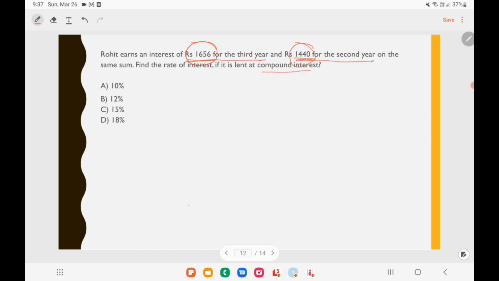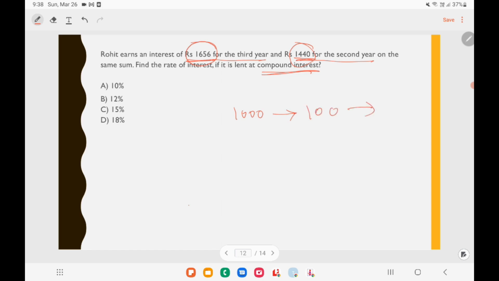If it is lent at compound interest, then we need to find the rate. So here first you need to understand a concept. So I will teach you the concept with the help of an example. So let us assume that I am putting an amount of 1,000 rupees at compound interest at 10% per annum. Okay. So in the first year, I will get an interest of 10% of 1,000, which is 100.